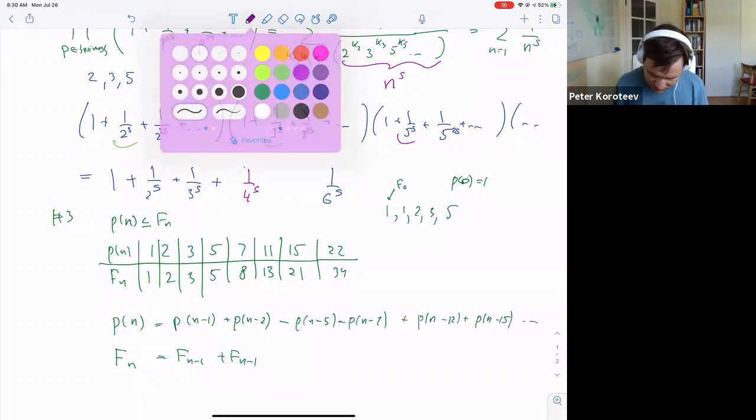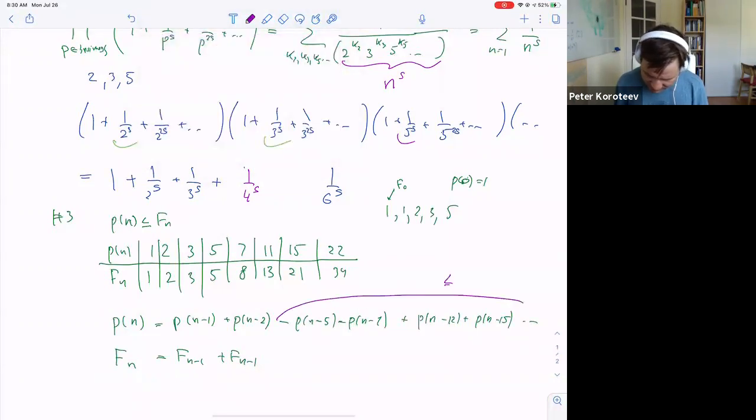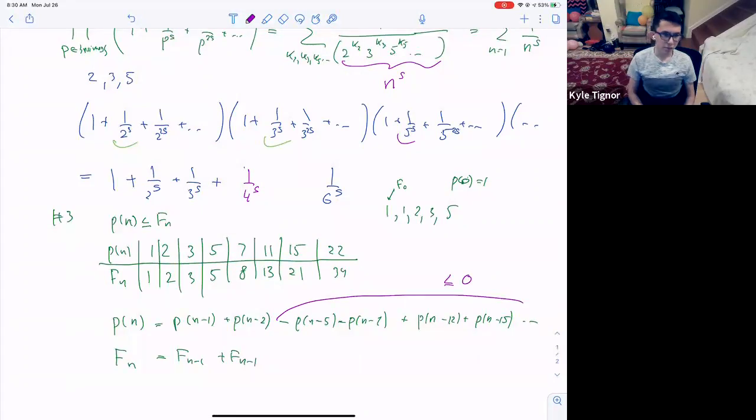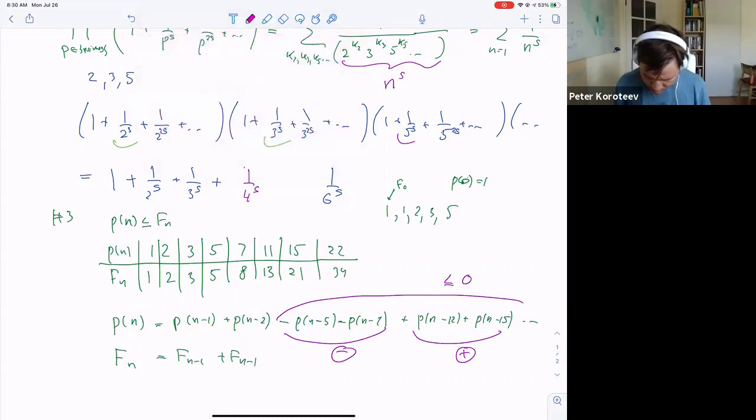So now, Kyle, you need to prove to us that this thing is always less or equal than 0. Why is that? So from there, I paired up the negatives and positives. So I paired minus P of n minus 5 with P of n minus 12, all of that. Because P of n minus 5 is always greater than or equal to P of n minus 12, because n minus 5 is greater than n minus 12, the negative quantity is always greater than the positive quantity.